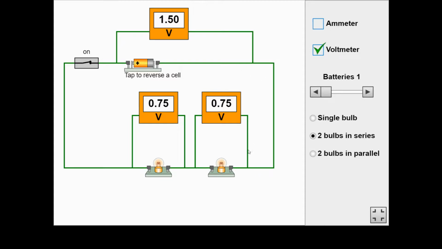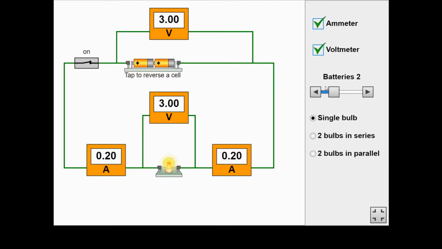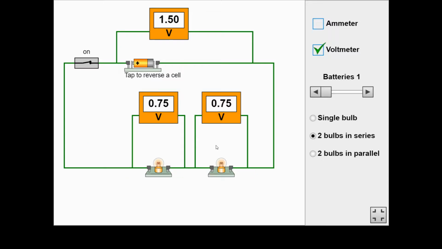Now, notice when we had a single bulb, 1.5 volts from the battery was going to 1.5 volts with the bulb. However, we've now got 2 bulbs in the circuit, and the potential difference being drawn from the battery has to be shared between the components within that circuit. So because there are 2 bulbs, they share the 1.5 volts that the battery is giving out.